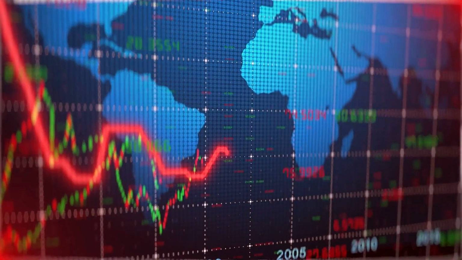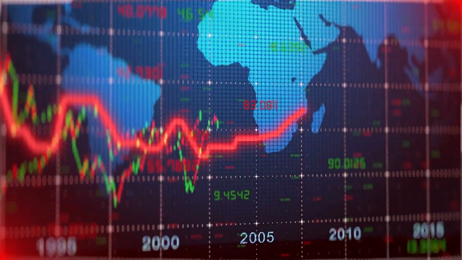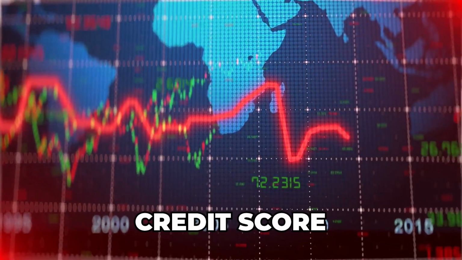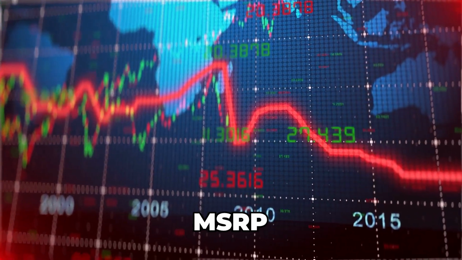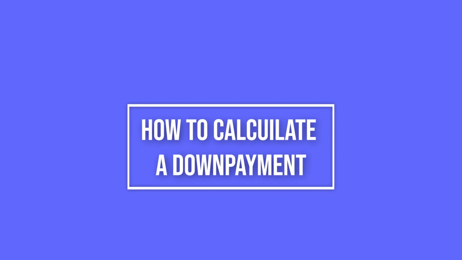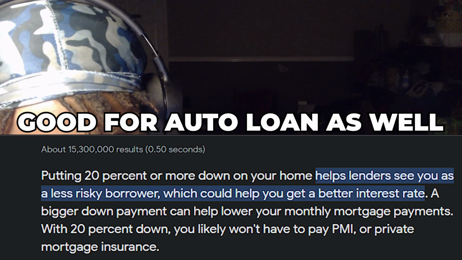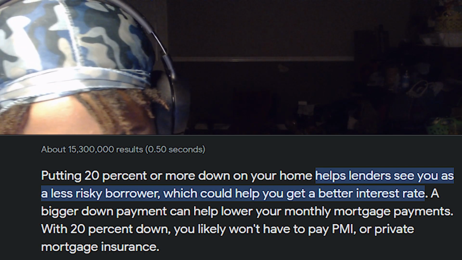When dealing with the auto loan, the main factors that can affect your interest rate are your down payment, your credit score, your credit history, and the amount of the car. How to calculate a down payment. So the general rule of thumb when financing a car is to put down 20% of the total price. Basically, if you put down 20%, it'll make your entire life easier. You won't have a crazy interest rate. It just makes everything better.